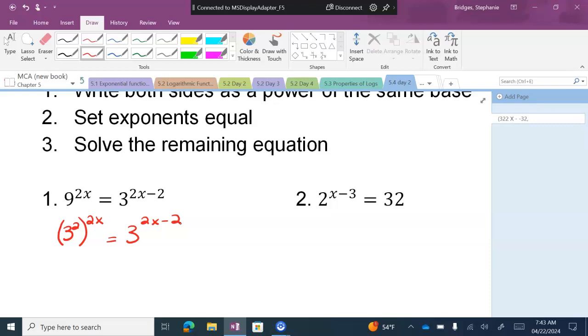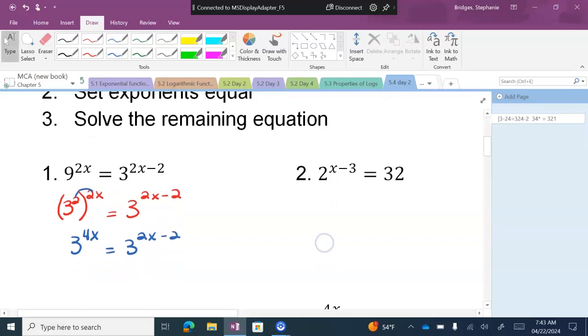And then because I have an exponent to another exponent right here, 2 to the 2x, we're going to multiply those. So that's going to give me 3 to the 4x equals 3 to the 2x minus 2. And now that we have our same bases, we can drop the bases and just set the exponents equal and solve that remaining equation. So I'm going to set 4x equal to 2x minus 2.